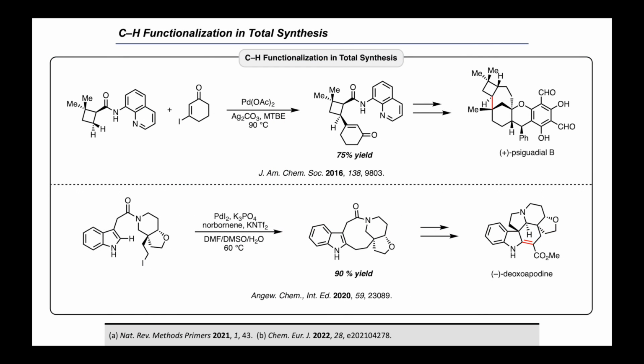Now, let's take a look at some applications of C-H functionalization by highlighting examples where C-H functionalization was used in the synthesis of natural products. The Reisman group utilized a directed C-H alkylation reaction to strategically form a key carbon-carbon bond during the enantioselective synthesis of a cytotoxic natural product. Another example by the Tokuyama group used an intramolecular C-H alkylation reaction to form a key 9-membered ring intermediate for the synthesis of a hexacyclic alkaloid natural product.